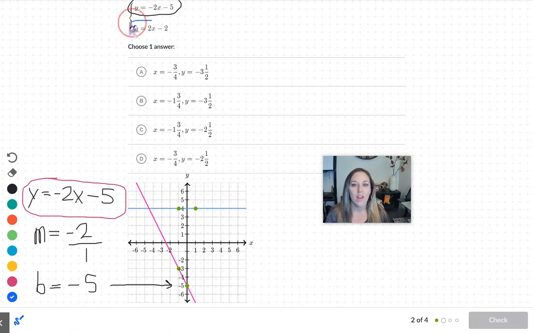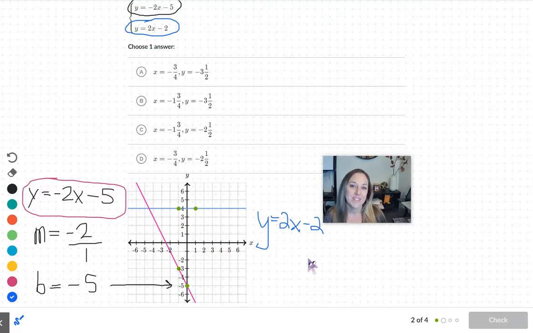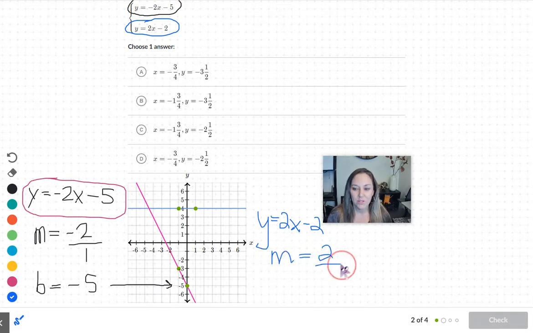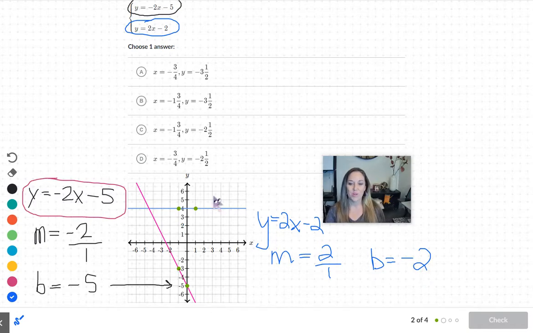Now let's graph y equals 2x minus 2. So y equals 2x minus 2. What is the slope? And what is the y-intercept? Okay, the slope was the number in front of the x. It's +2. I'm going to put a 1 under it. And the y-intercept is -2. And so I'm going to start. The very first thing I do is bring one of those dots down to -2 on the y-axis.